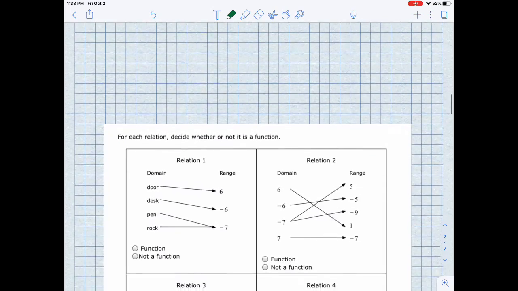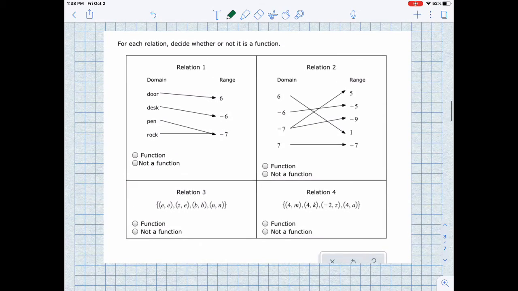This all takes a little getting used to. It's just a way of speaking. It's more grammar, so to speak, in our language of math.